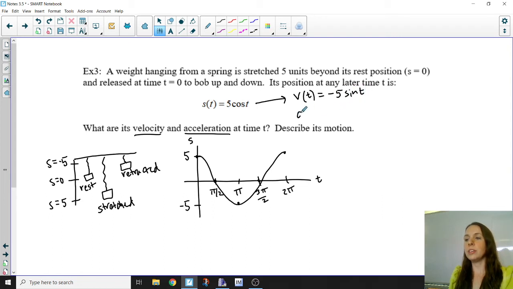The acceleration then is a second derivative, or a derivative of velocity. And once again, we know that the derivative of sine is cosine. So therefore, the derivative of negative 5 sine is negative 5 cosine.